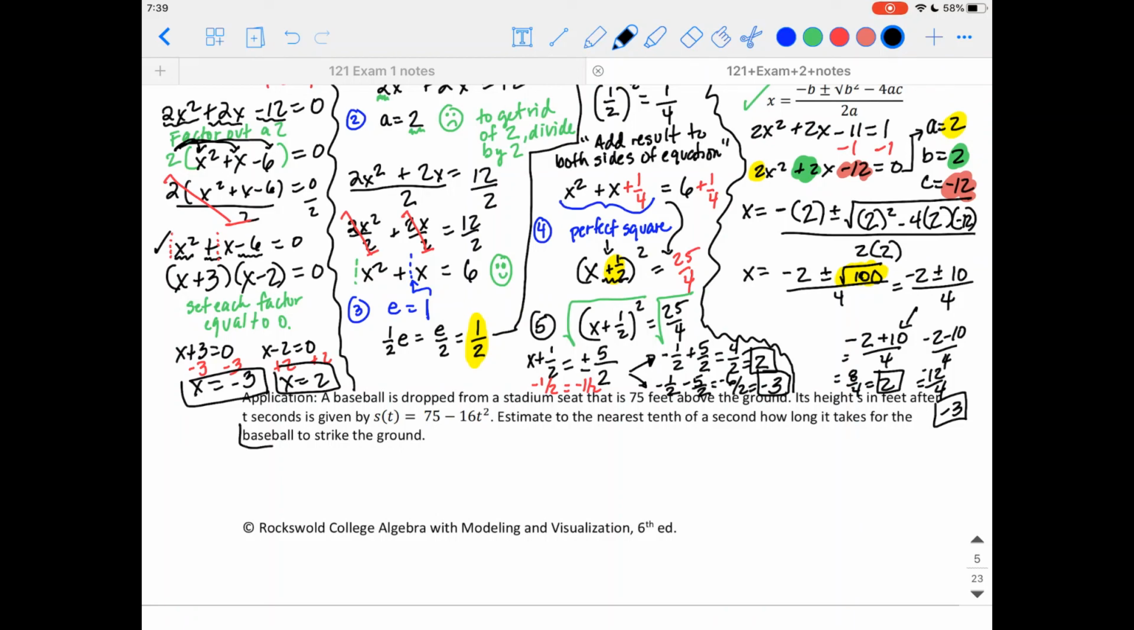If the baseball is going to strike the ground, that means that the height is equal to 0. And since the height is s in feet, then if I have s of t is equal to 75 minus 16t squared, this s of t is going to be 0. And it's this 0 right here is equal to 75 minus 16t squared.